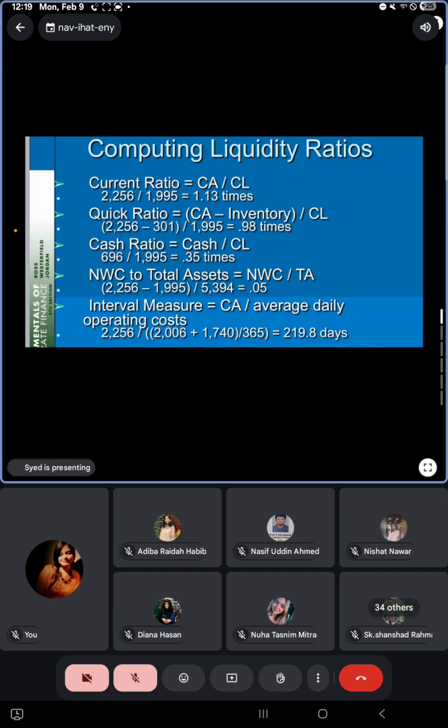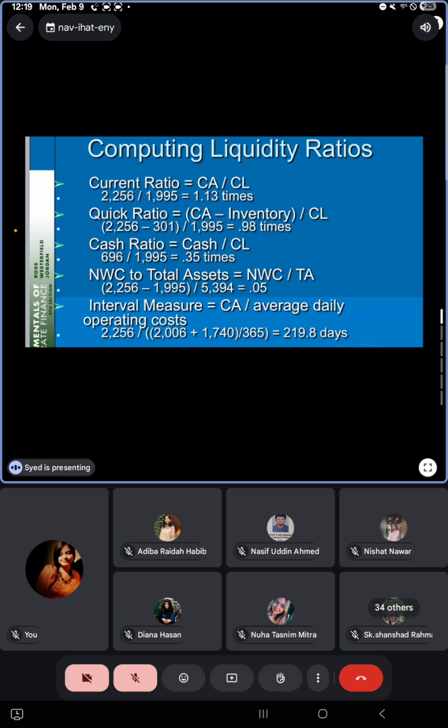So keeping this in mind, if you see it is increasing over time, that means the company's solvency position is getting strong. But if it is decreasing, that means the company's solvency position is getting weak. Okay, with respect to the net working capital to total asset. The last of this category is called the interval measure.